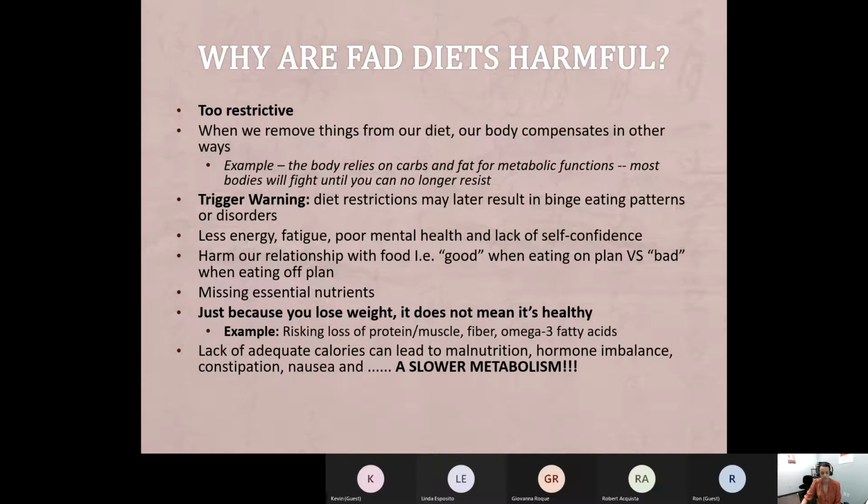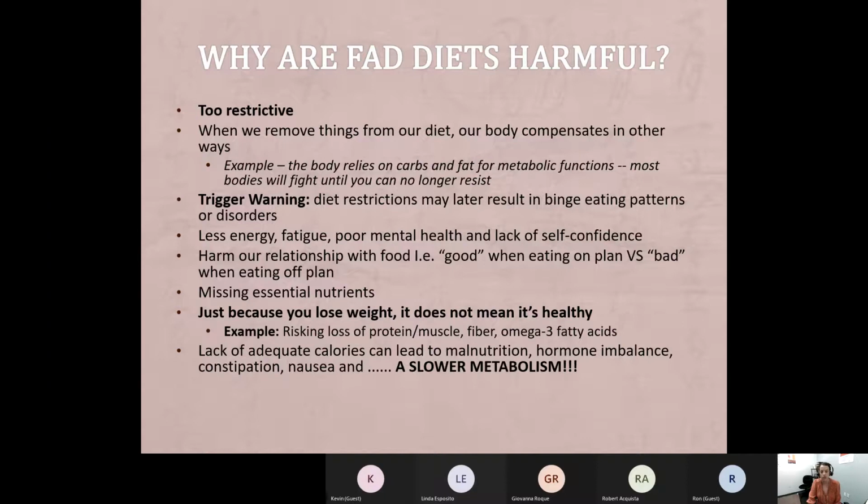Again, some fad diets will be missing essential nutrients like dietary fat or carbohydrates. And just because you lose weight, it does not mean it's healthy. I don't know if anyone here has ever had the flu or, God forbid, COVID, or has a loved one who has cancer who's losing weight. Weight loss doesn't always equal healthy.